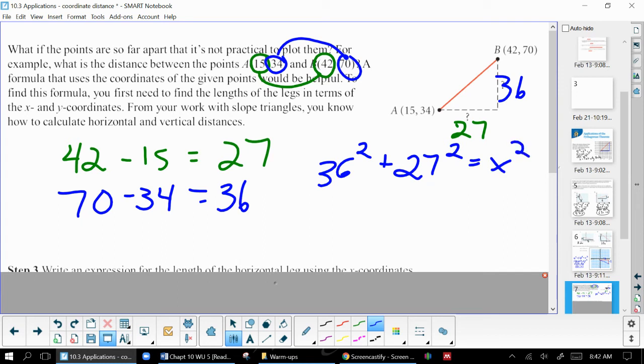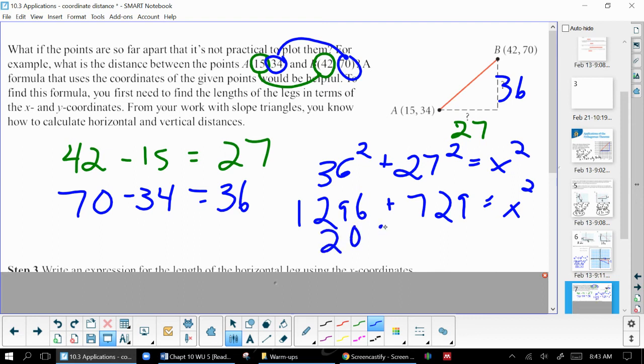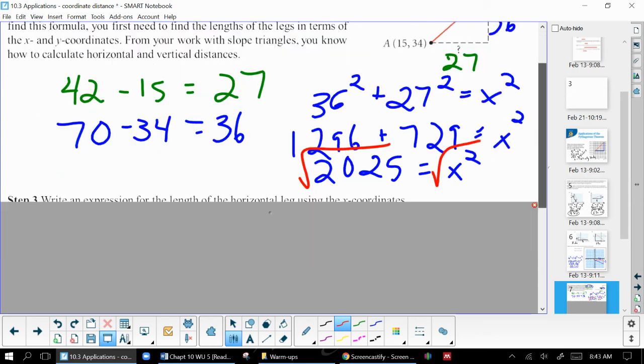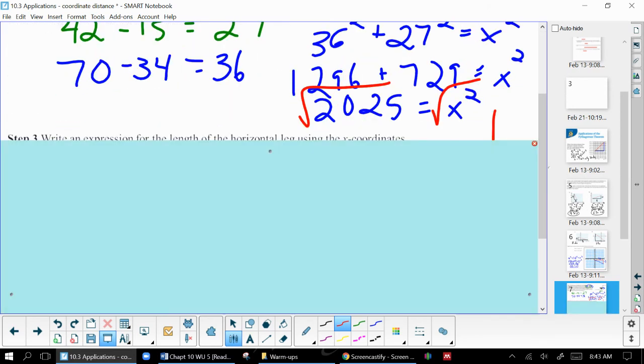These numbers are a little bit bigger, of course. So 36 squared is 1,296. 27 squared is 729. Add them together, we get 2,025. And we'll take the square root of those to find our answer. And this one was nice enough to come out as a whole number for us. We get 45.